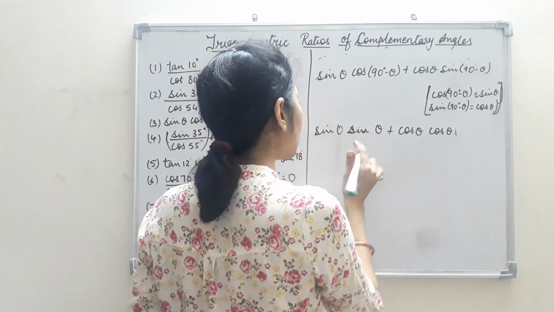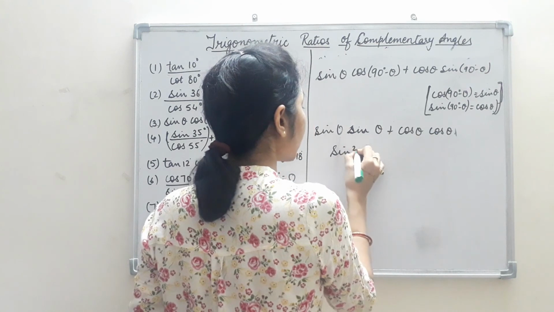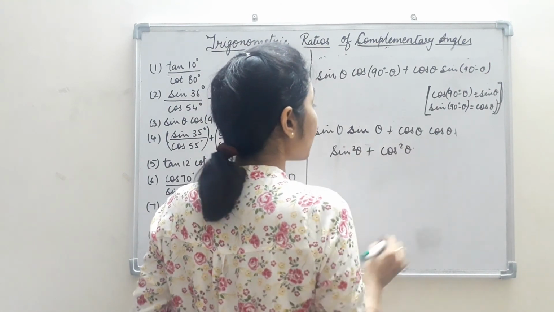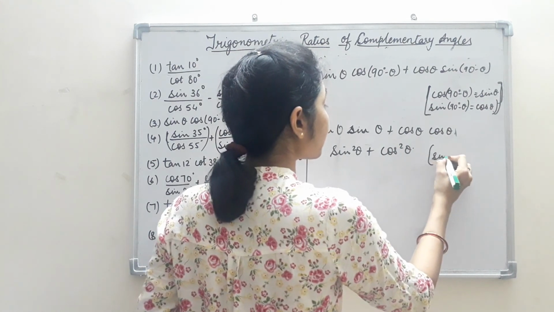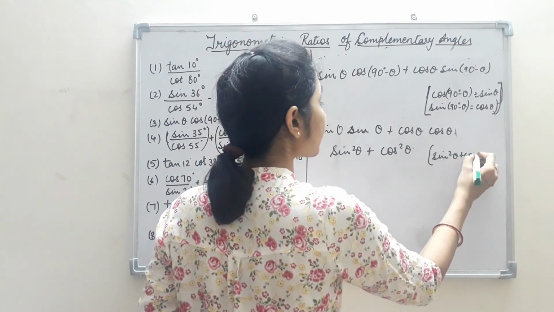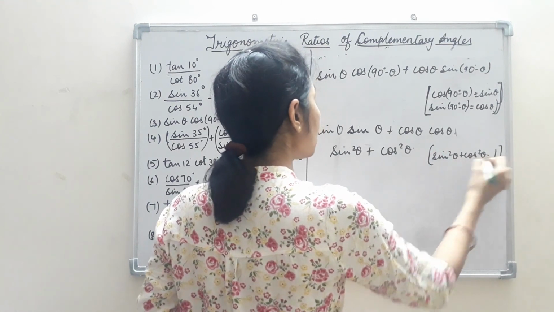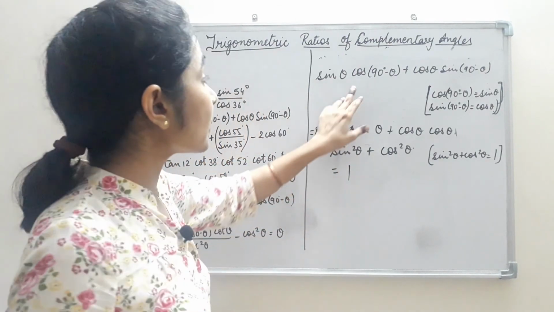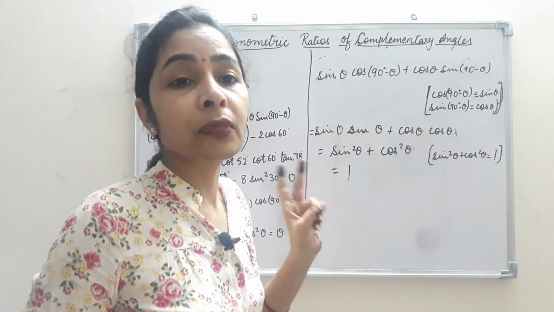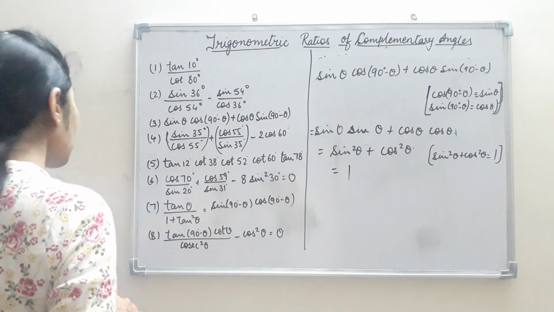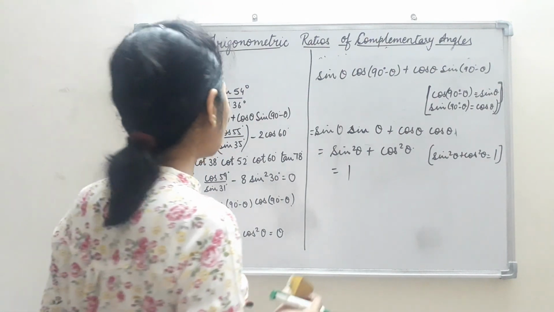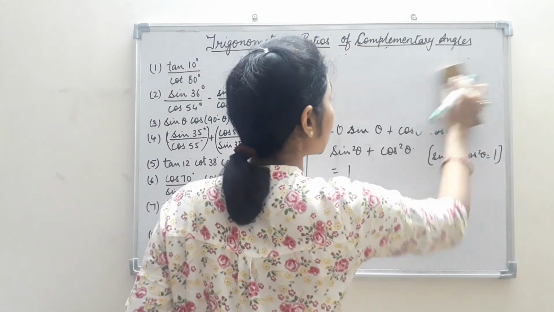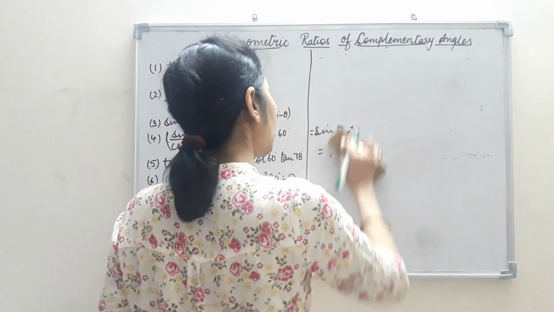Now sin theta into sin theta gives sin square theta. Cos theta into cos theta gives cos square theta. This identity we have already studied in the previous exercise: sin square theta plus cos square theta is equal to 1. So in the next step we will just write the answer, which is 1. We have to change any one of the two. We can't change both of them, otherwise again a question will be formed and it will never end. So this is how we change any one of the ratios into the related ratio and get the answer.